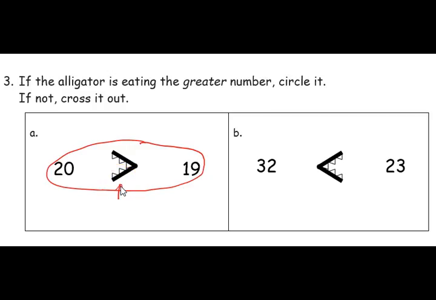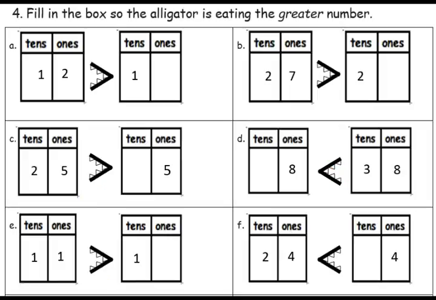In the next problem, I have 32, and I'm comparing it to 23. The opening of the symbol is pointed toward the 23. Well, 23 is not the greater number, so the symbol should be turned around. So saying 32 is less than 23 is not correct. In my last section, I'm going to fill in the boxes to make correct statements.